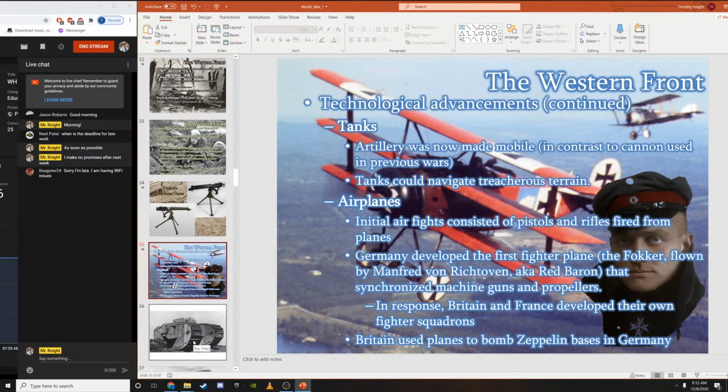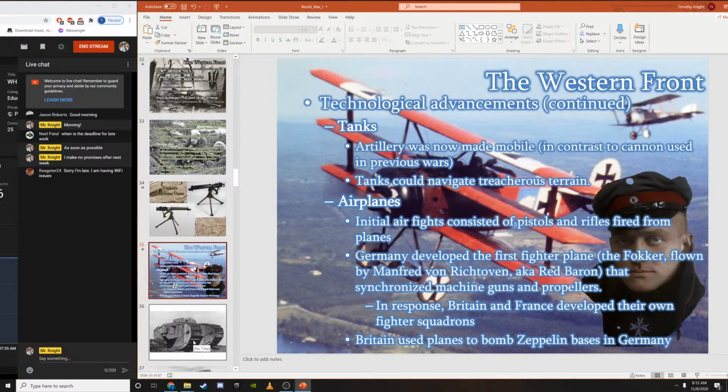You have to have it synchronized. And the Germans were the ones who came up with the technology to synchronize the propeller with the machine gun mounted to the plane, so that every time you fired the machine gun, the bullet would pass through the propeller without hitting it. That's a pretty amazing technology, because obviously machine guns fire really fast, and plane propellers move really fast. So they had to develop this technology to make sure that they don't blow off their own propellers, and they used it very effectively.